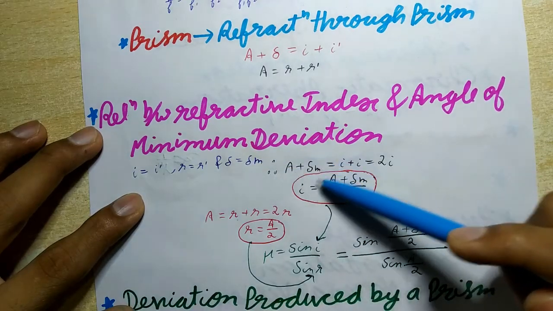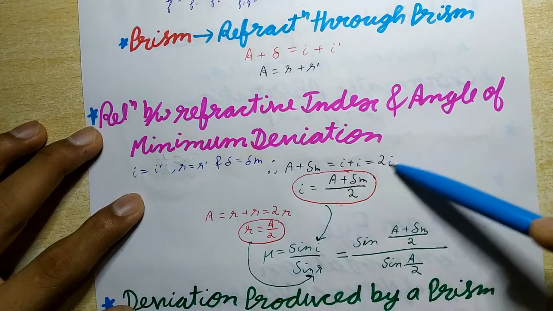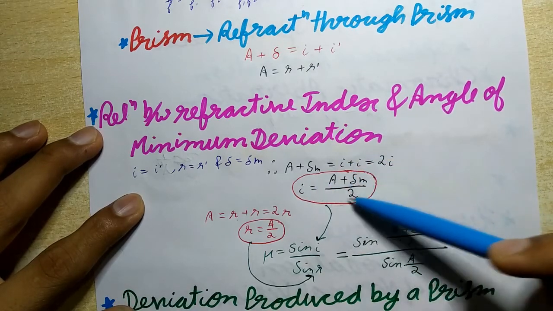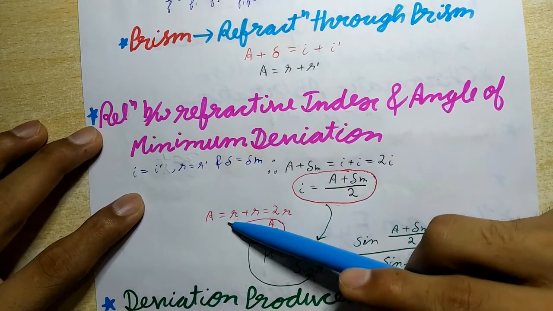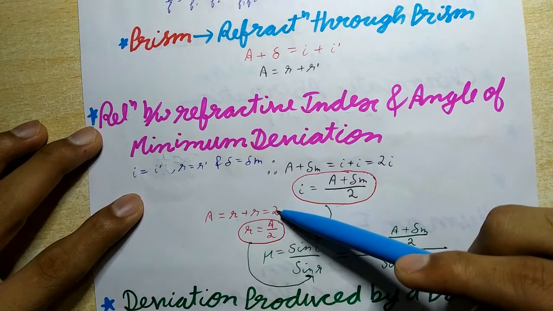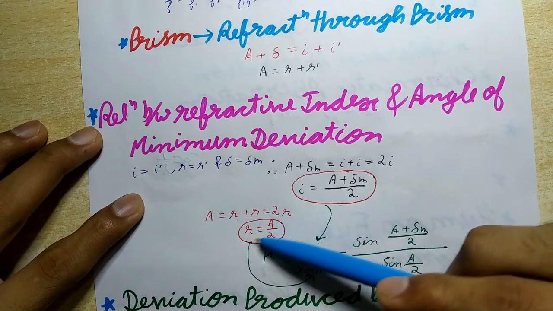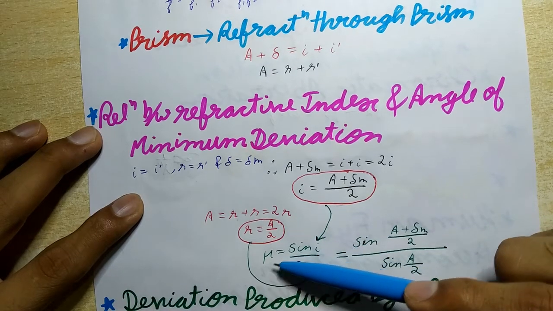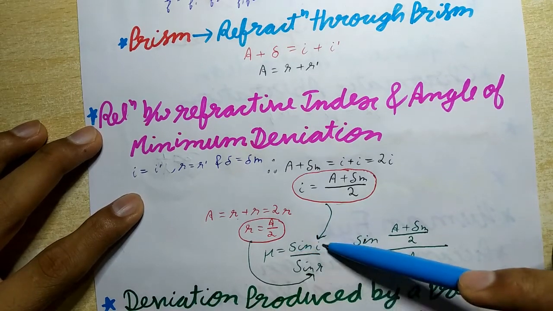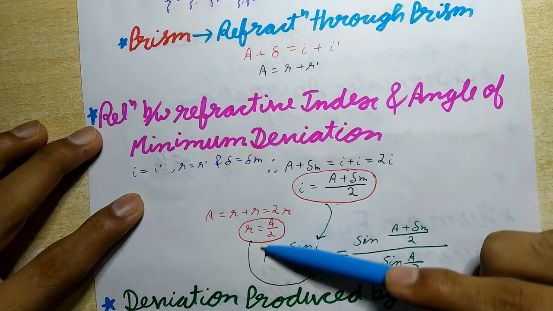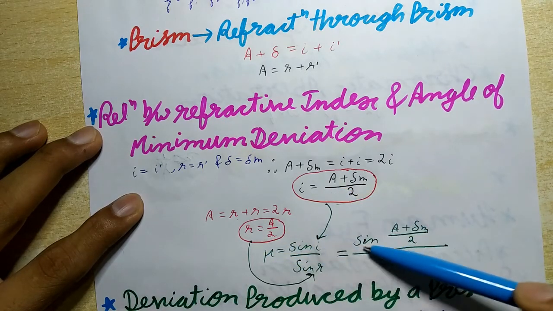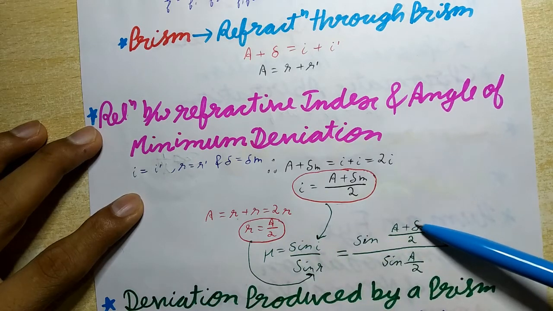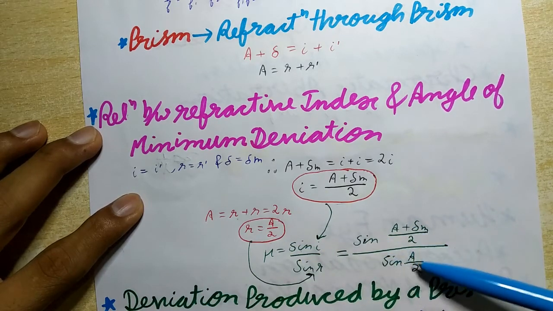Therefore A + delta m = i + i = 2i, and from this equation we get i = (A + delta m)/2, and A = r + r = 2r, and from this equation we get r = A/2. We know that mu, that is the refractive index, = sin i/sin r. So we put r and i here, then we get mu = sin((A + delta m)/2)/sin(A/2).